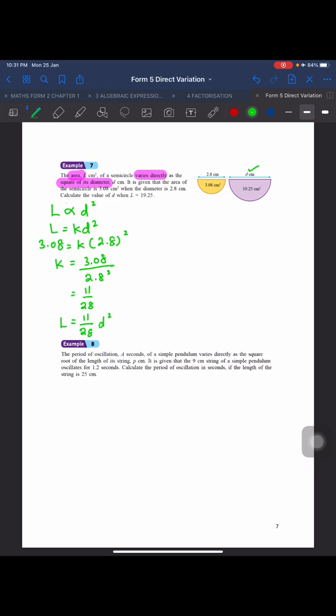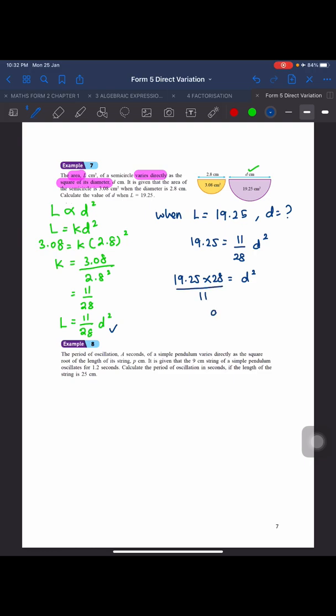So from the question, when L equals 19.25, what is the value of d? We use this equation. 19.25 equals 11 over 28 d². So how to find d²? We move the 28 to the other side, so you get 19.25 times 28 divided by 11 for d².